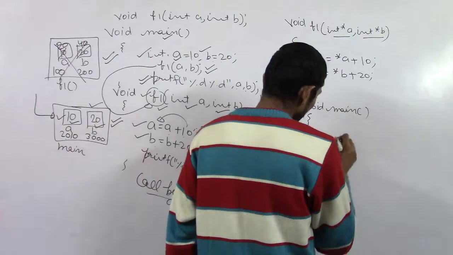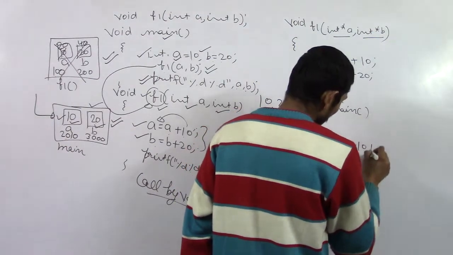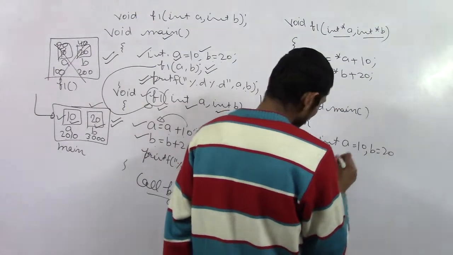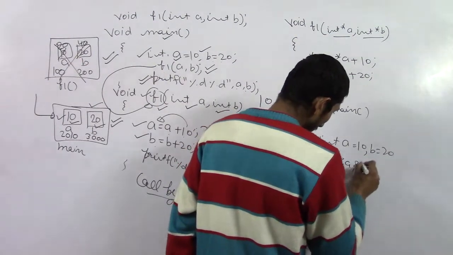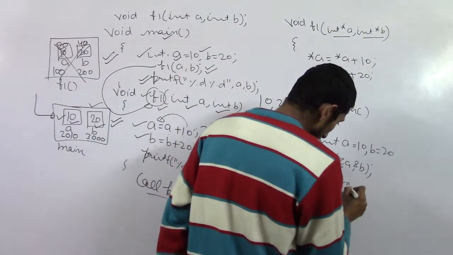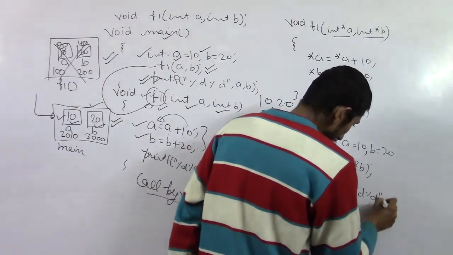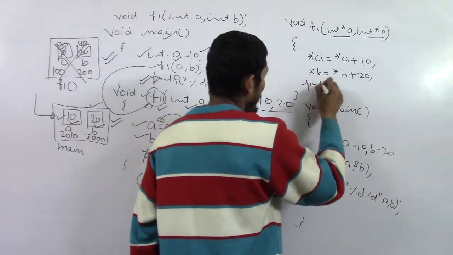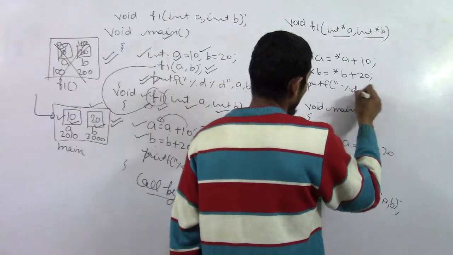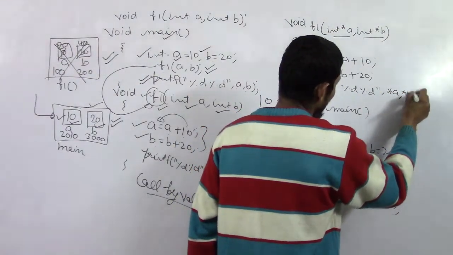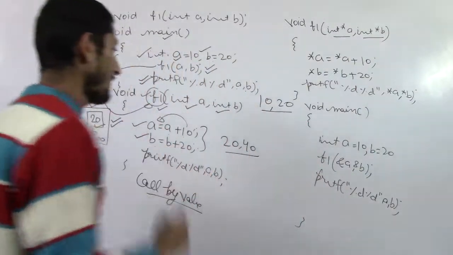So let me take a variable int A equals 10, B equals 20, and we are calling F1 with the address of A and address of B, and I am printing printf %d, value of A and value of B, and here also I am going to print %d, value of A and value of B. So let me explain the program from the very basics.